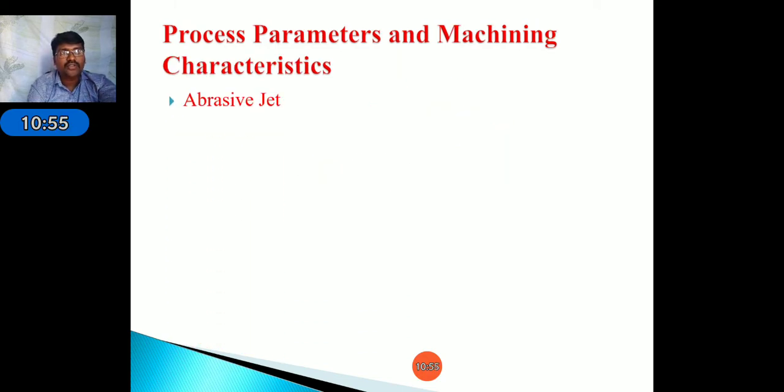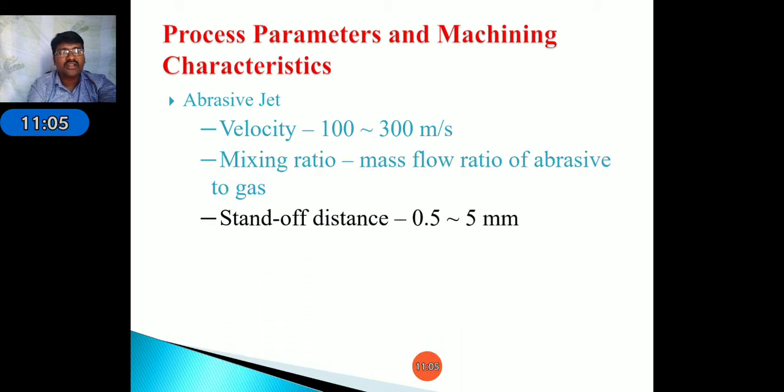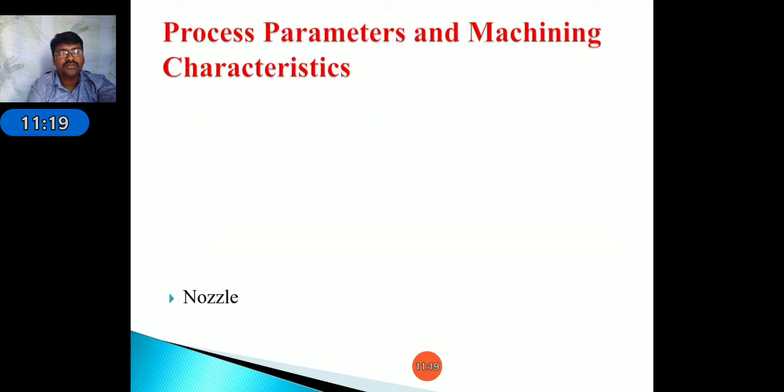Next, abrasive jet characteristics, that is velocity between 100 to 300 meters per second. Next, mixing ratio, the mass flow ratio of abrasive to gas. Next, standoff distance in the range of 0.5 to 5 mm. Next, impingement angle is 60 to 90 degrees. These are the process parameters of the abrasive jet.